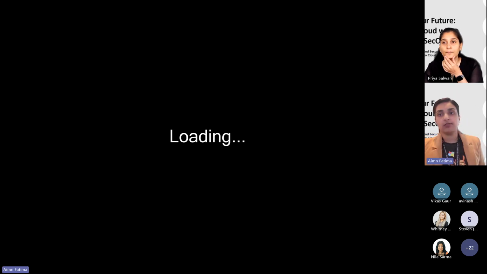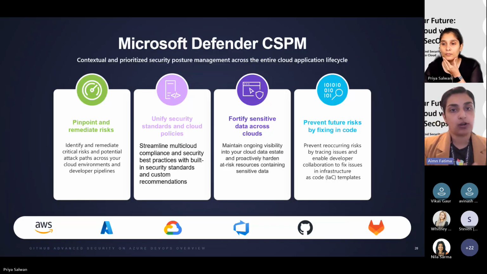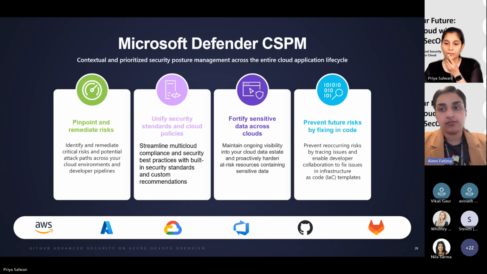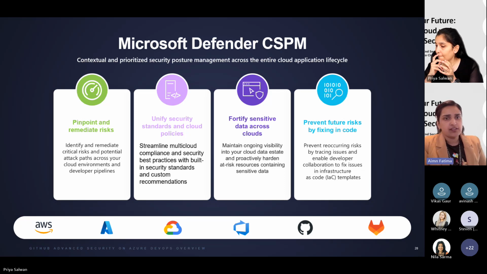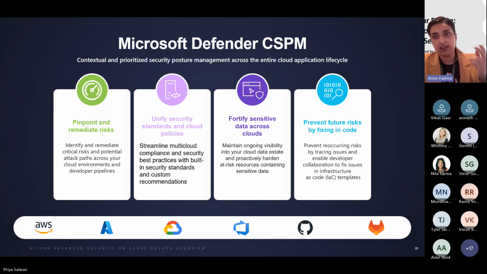All right, so let's have a deeper look into what is Microsoft Defender CSPM. Now, Microsoft Defender Cloud Security Posture Management solution empowers organizations such as yours to take a proactive approach to their cloud security from code to runtime. There are four main key features of Microsoft Defender CSPM, and they're listed in front of you on the screen.